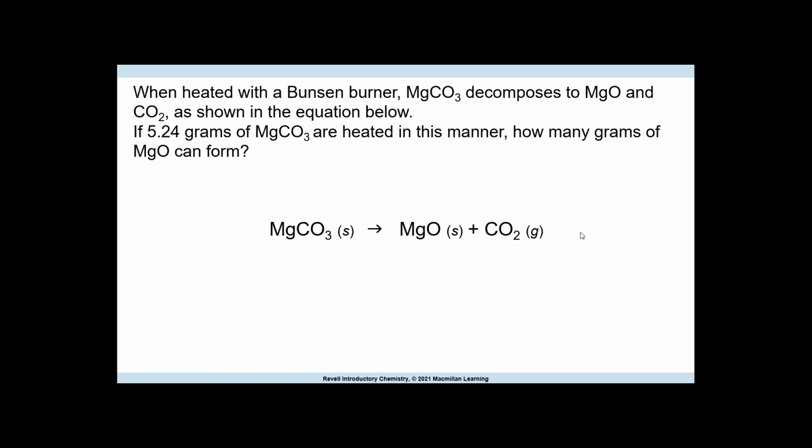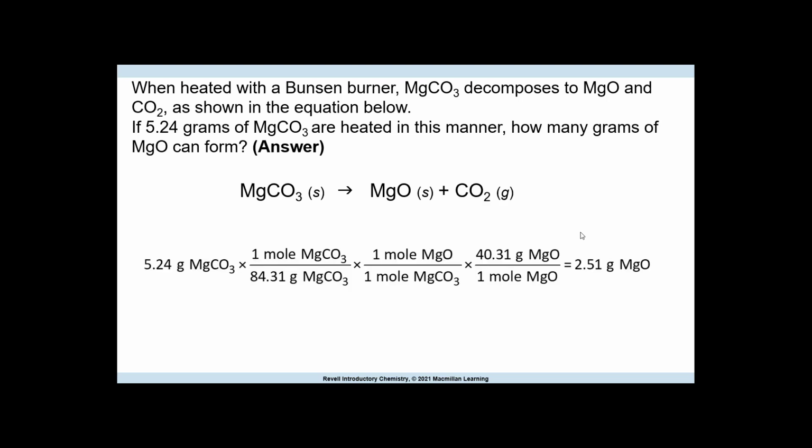When heated with the Bunsen burner, magnesium carbonate decomposes to magnesium oxide and CO2. If 5.24 grams are heated in this manner, how many grams of magnesium oxide can form? Did we do this one? I feel like we did this one. It doesn't matter. 5.24 grams of magnesium carbonate. We use the molar mass of magnesium carbonate. We have a 1-to-1 ratio, so there's 1-to-1. We're now at magnesium oxide. We use the molar mass of magnesium oxide, and we have 2.51 grams of magnesium oxide.